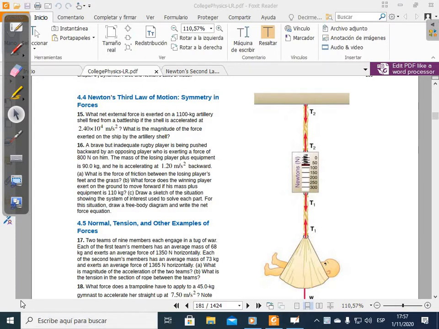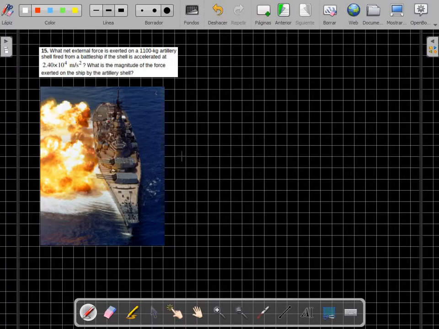This time we're going to work with problem and exercise 15, which says: what net external force is exerted on a 1,100 kilogram artillery shell fired from a battleship if the shell is accelerated at 2.40 times 10 to the fourth meters per square second? What is the magnitude of the force exerted on the ship by the artillery shell? So let's go to our blackboard to see the situation that we have here.